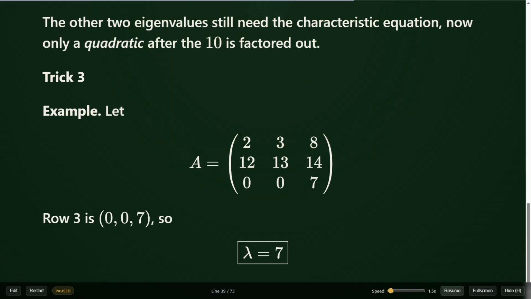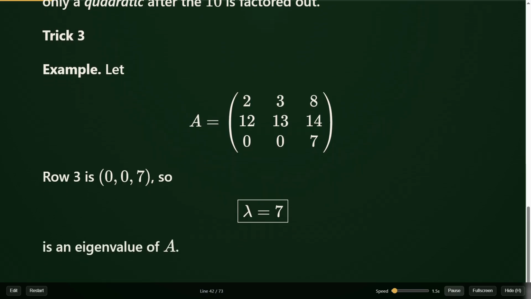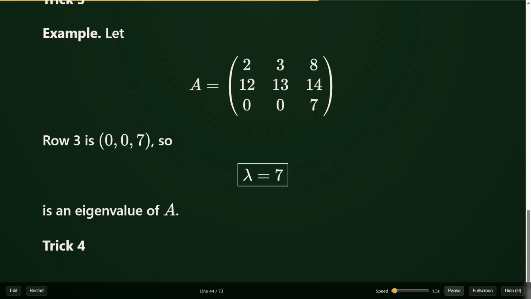and hence the first eigenvalue of this matrix A is 7, and then again the remaining two eigenvalues need to be found out, but the information about the trace and the product of the remaining two eigenvalues can be easily available. Solving a quadratic is easy compared to solving a cubic. Therefore, by looking at the matrix, if we can easily get even one eigenvalue very quickly, then the job becomes very easy. Now let us look at trick number 4.